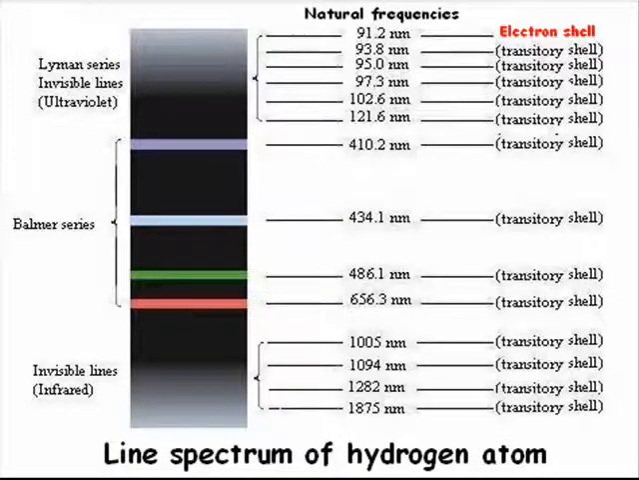In this way, an atom with only a few electrons in it can emit a wide range of spectral lines when continually excited. Watch video Line Spectrum of Hydrogen Atom.